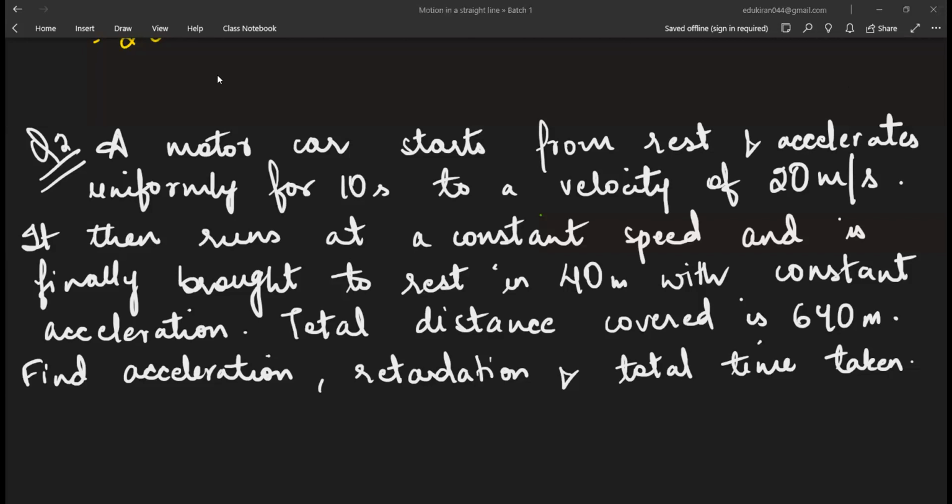See class, you cannot solve this question as one proper motion from initial to final with the same velocity and the same acceleration. The way the question is given in parts, you have to break this also in parts. Like see, this says that a motor car starts from rest and accelerates uniformly for 10 seconds to a velocity of 20 meter per second.